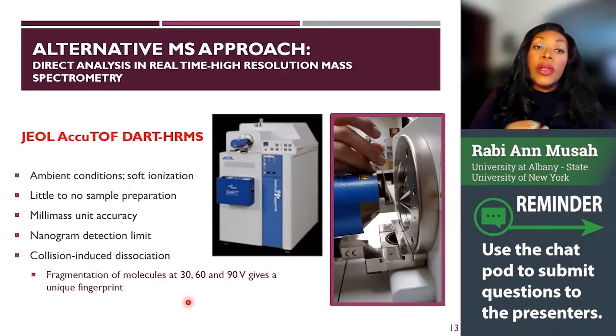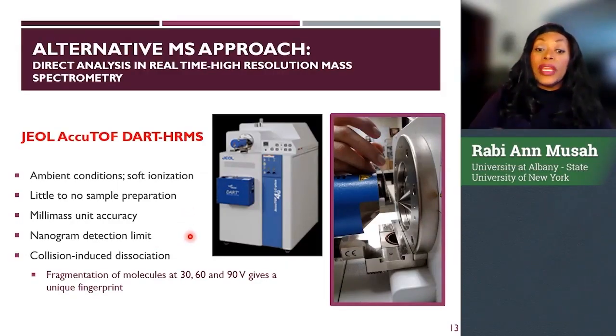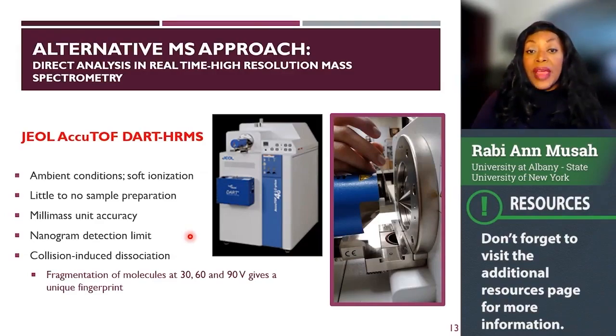So we used DART mass spectrometry, but specifically high resolution mass spectrometry using the JEOL AccuTOF system. It's nice because we can perform experiments under soft ionization conditions where we see little to no fragmentation, but we can also increase the voltages of the experiment up to 90 volts so that we can get lots of fragments that can then be used for interpretation. We have millimass unit accuracy with this mass analyzer and nanogram detection limits. And there is little to no sample prep. In other words, if you have a purified substance like a solid, you can analyze it directly and you don't have to do any extractions.